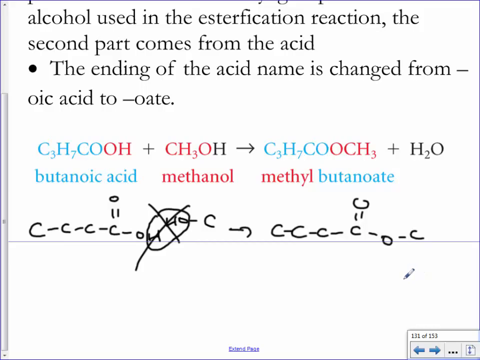So how do I name this guy? Well, there's 1 carbon on this side. So you start with methyl. And then there are 4 carbons right here. So then butanoate. So it's kind of different to name these guys because there's 2 halves. It depends on how long each half goes for. Is this making more sense?